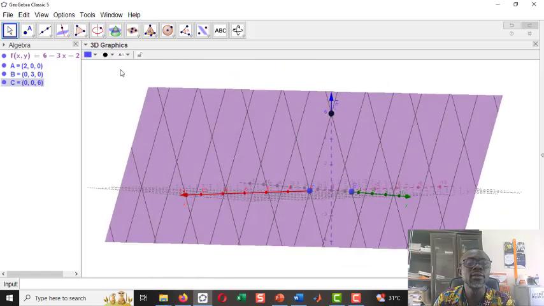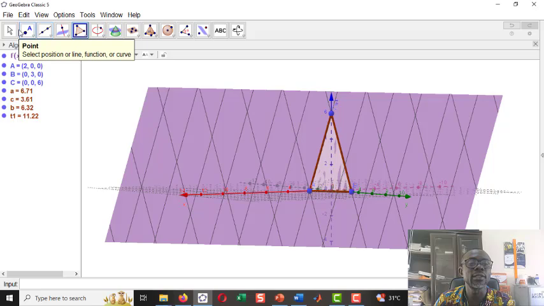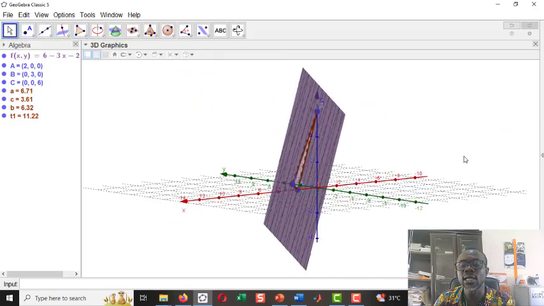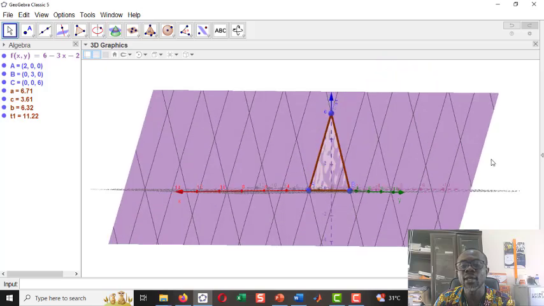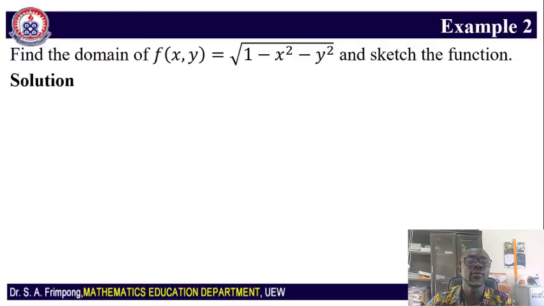Manually, what we did was we joined these 3 points. So if I pick this polygon tool and click here, and there, and there, this is the plane that we joined, but it goes beyond. You can see that it is exactly at the surface there, but it goes beyond that. But manually we have limitations in the sketching. Okay, so let's look at it.